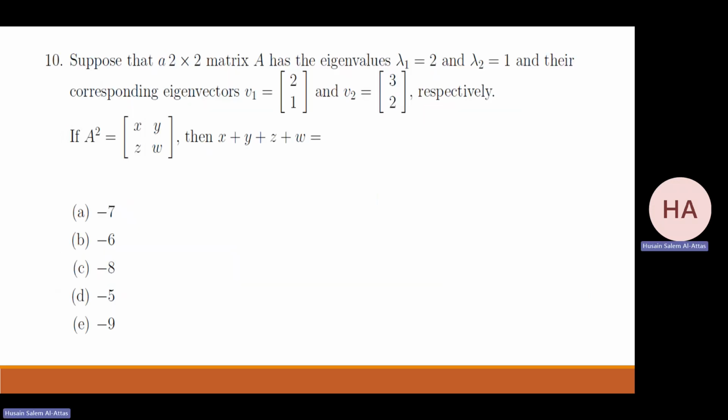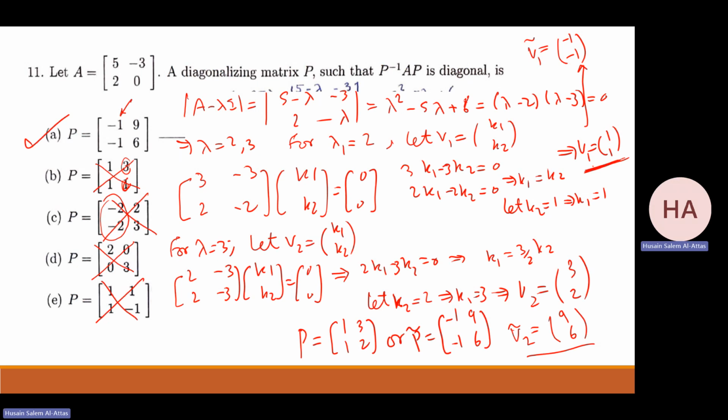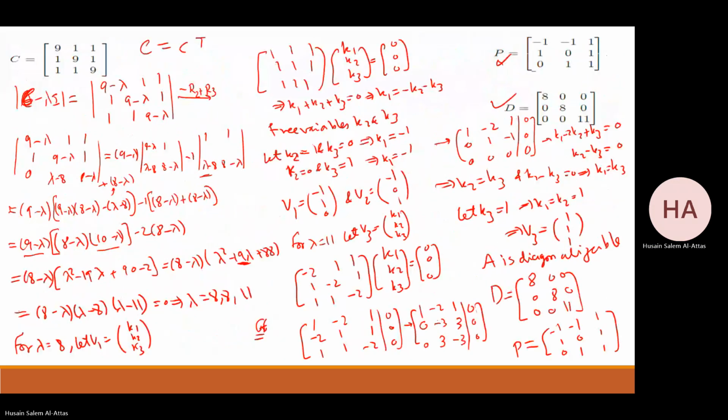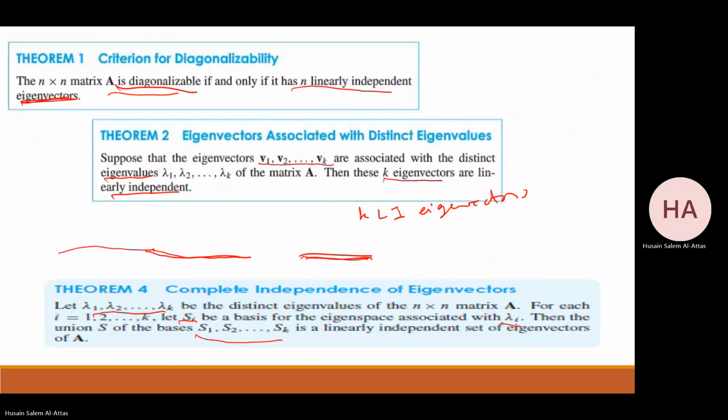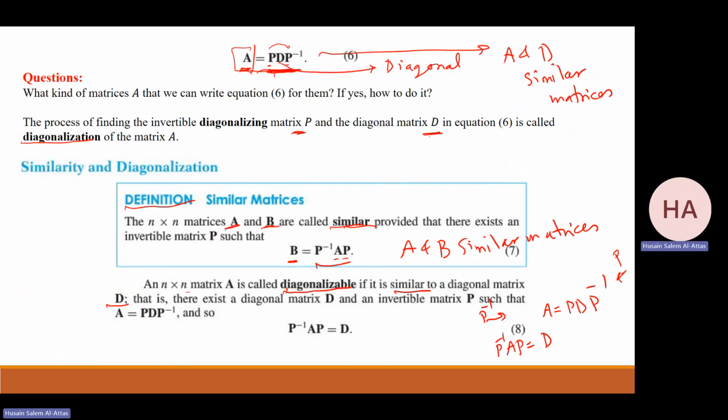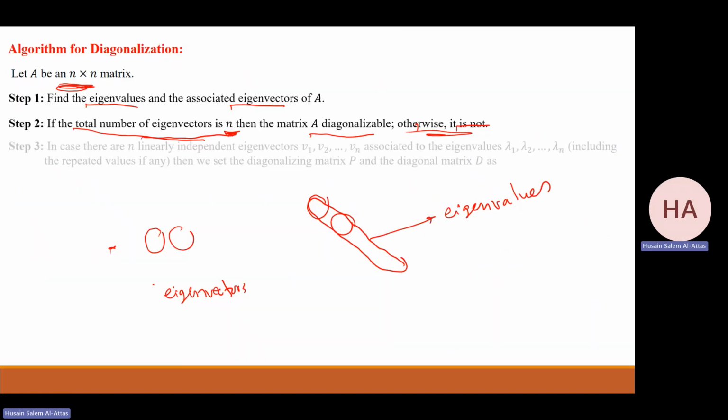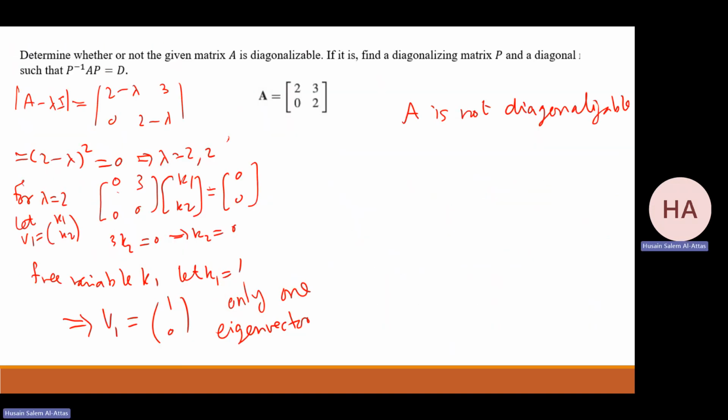Suppose that a 2 by 2 matrix has the eigenvalues this, and their corresponding eigenvectors are this. If A squared equals this, find X plus Y plus Z plus W. I don't have A. Okay. What do I have? I have A equals PDP inverse.